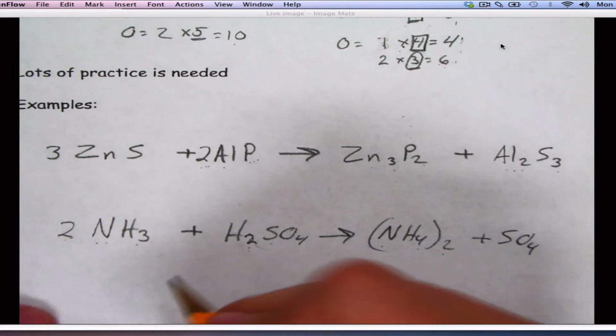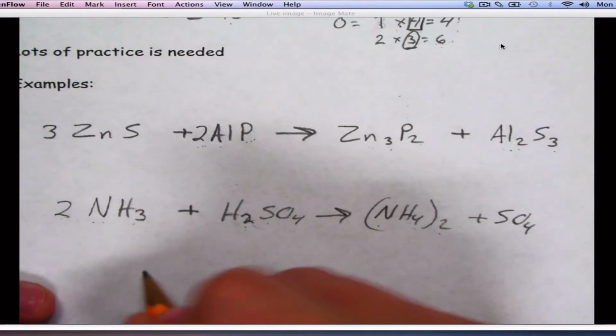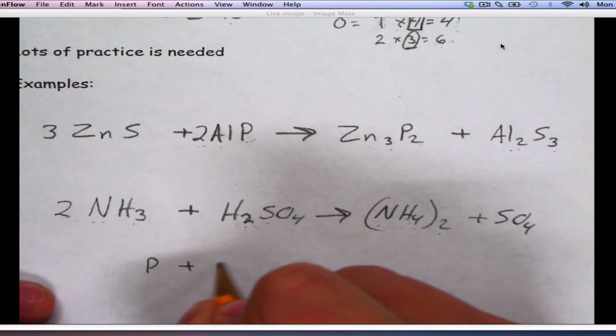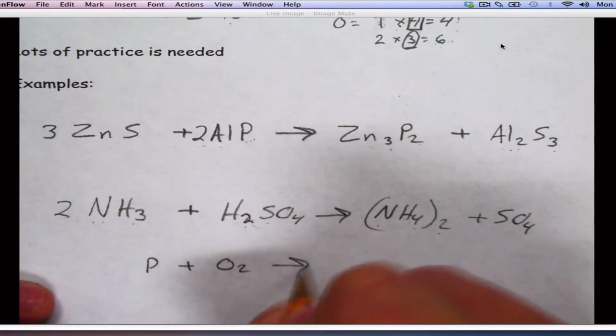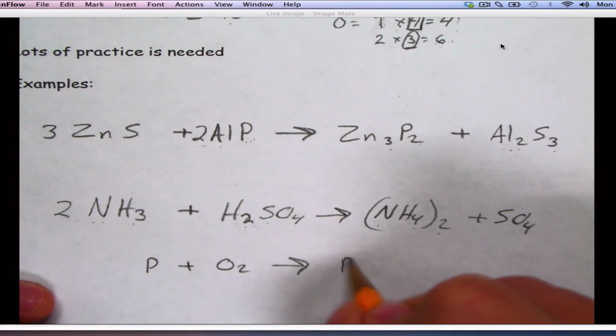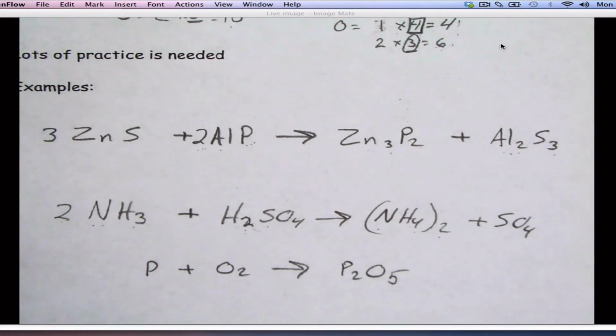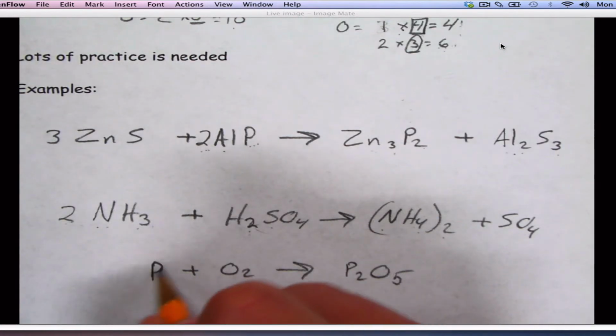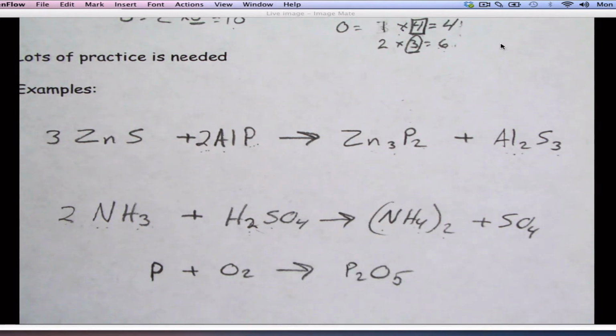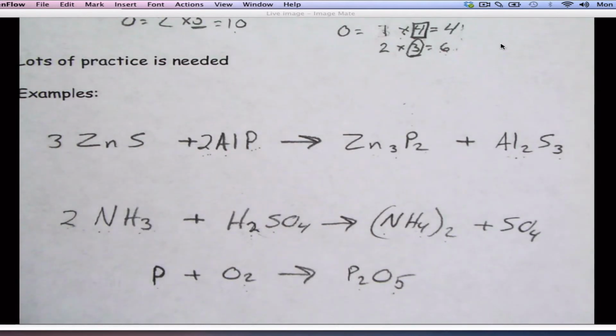All right, and let's try another one just to get you looking. P and O2. All right, there's another reaction. Notice this is a composition reaction. All right, my phosphorus are not balanced. I need 2 of those. And my oxygens are not balanced. I need 5 of those, and I only have 2 here. All right, so here's what I would do.